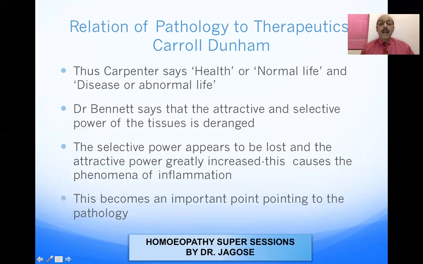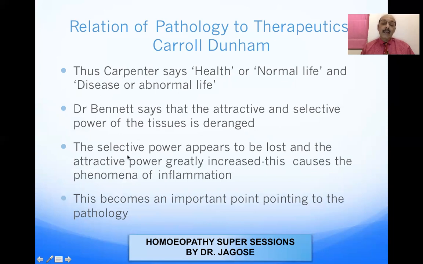Thus, Dr. Carpenter says health or normal life and disease or abnormal life. Dr. Bennett says that the attractive and selective power of the tissue is deranged. So in a disease condition or in abnormal life, Dr. Bennett says whatever attractive and selective power is there, or the attractiveness and the selectiveness power of the cell wall or the tissue, is deranged. The selective power appears to be lost and the attractive power greatly increases. This causes the phenomena of inflammation.